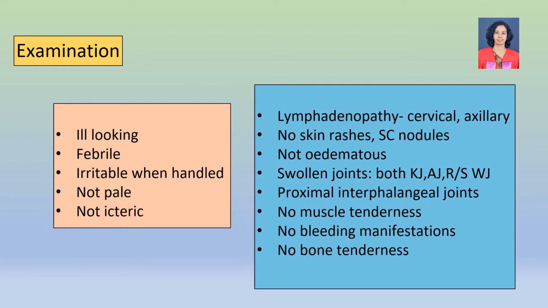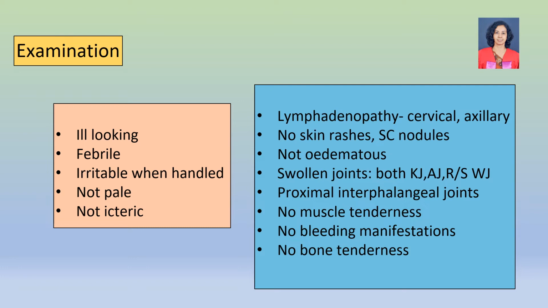On general examination, this child was ill-looking on admission, febrile to touch, and was irritable when handled. He didn't appear pale, he was not icteric. He had lymphadenopathy, which was primarily cervical and axillary, lymph nodes measuring 1 to 2 centimeters in size, discrete lymph nodes. There were no skin rashes or nodules, and he was not edematous.